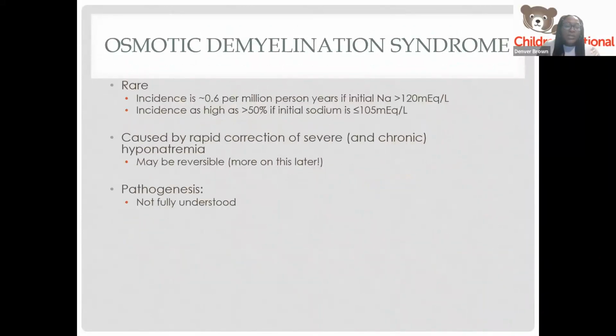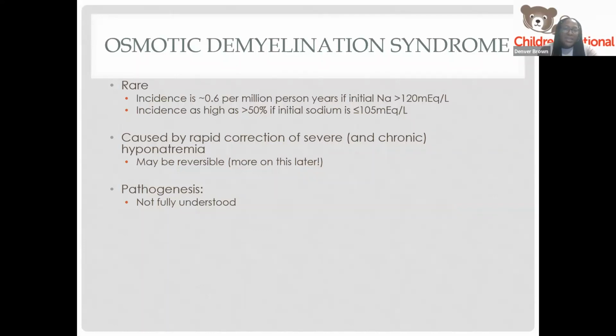And the reason that we don't want to correct hyponatremia rapidly, or too fast, or more than 8 to 10 milliequivalents per liter in a 24-hour period, is because of something called osmotic demyelination syndrome. It is rare. The incidence is about 0.6 per million person-years if the initial sodium is greater than 120. The incidence can be as high as 50% if the initial sodium is very low, less than or equal to 105 milliequivalents per liter. And it's caused by rapid correction of severe and chronic hyponatremia.